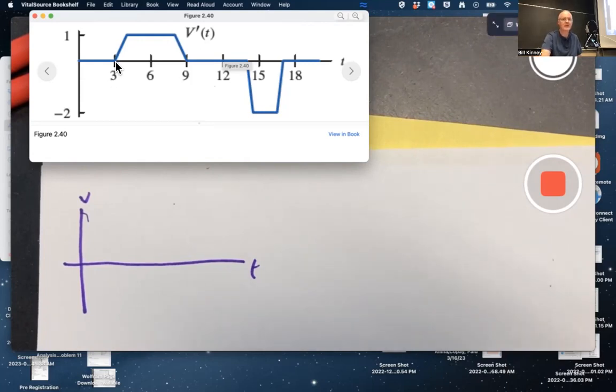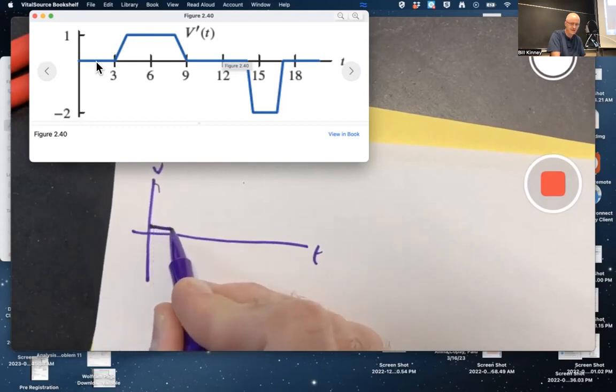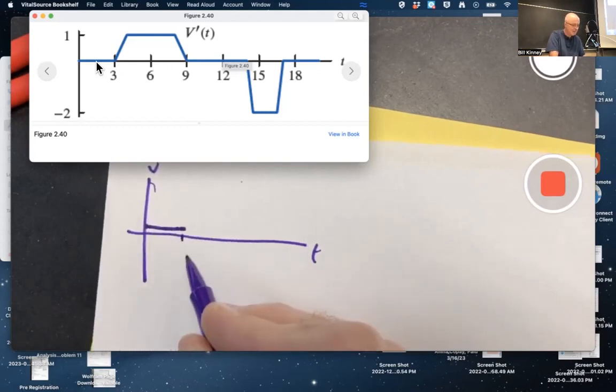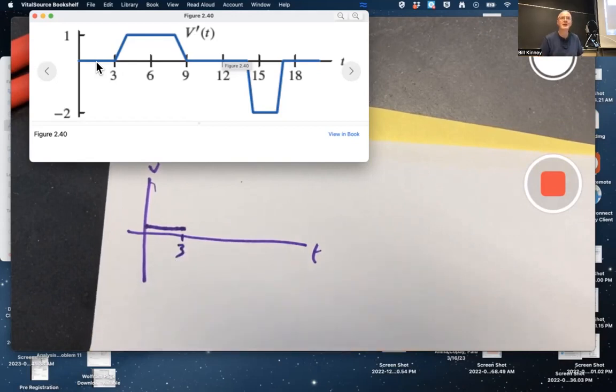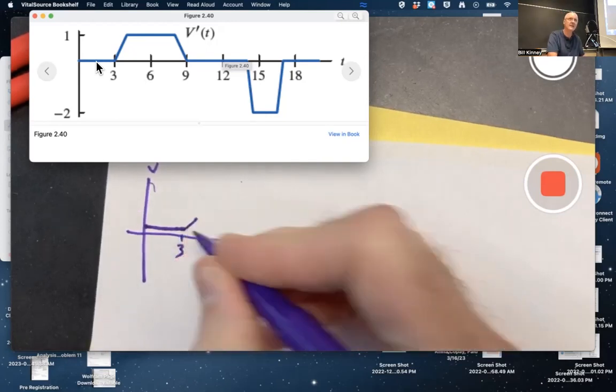From time 0 to time 3, V prime is 0. The rate of change of the volume is 0. The volume's got to be constant. Now, is there air inside the balloon before the child blows it up? Yeah, I guess you could say there is. There's still air molecules going inside the balloon. They're not inflating it. I guess effectively you could say the volume is some small amount for that amount of time. Then at time 3, V prime becomes positive. V must start increasing. That's got to be where the child starts inflating the balloon.